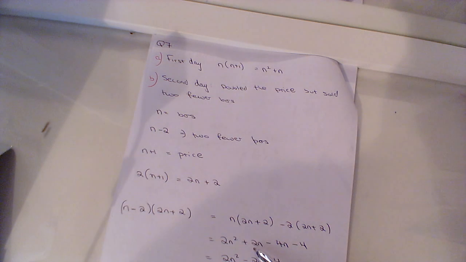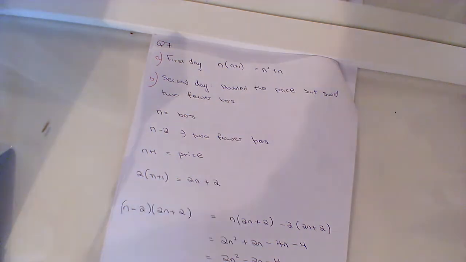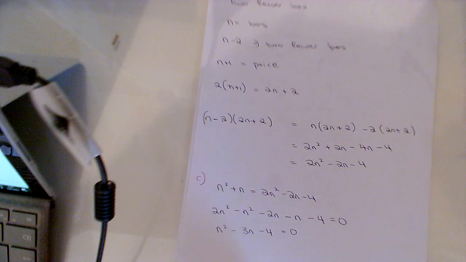So I was told basically that the first day was the same money as the second day. So my first day is n squared plus n, and that's equal to my second day, which I have 2n squared minus 2n minus 4. I'm going to bring everything to one side. So I have 2n squared, bring n squared over, I'll get minus n squared. Minus 2n, bring this over, I get minus n, minus 4 is equal to 0. So 2n squared minus n squared is n squared, minus 2n minus n is minus 3n, minus 4, and now I need to go off and solve that.